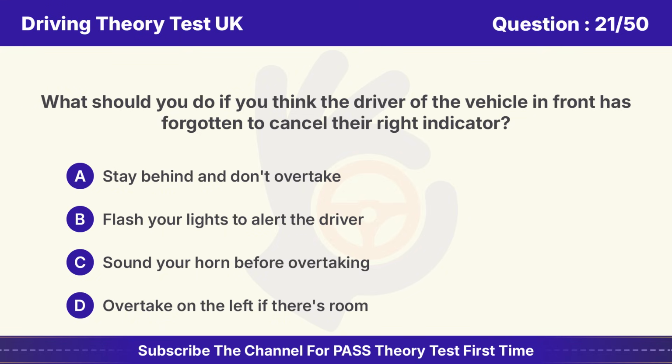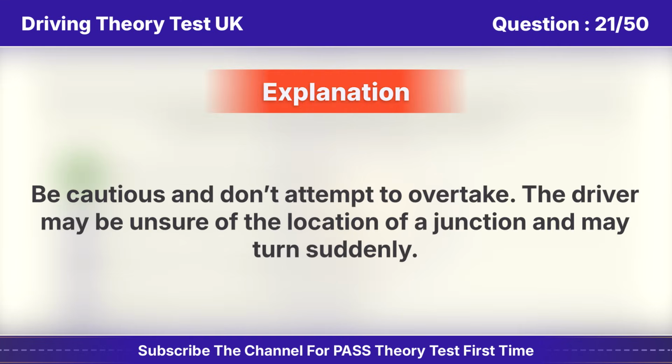Question 21. What should you do if you think the driver of the vehicle in front has forgotten to cancel their right indicator? Answer is A. Stay behind and don't overtake. Be cautious and don't attempt to overtake. The driver may be unsure of the location of a junction and may turn suddenly.